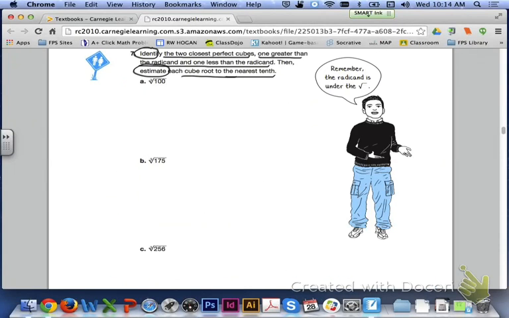Let's finish up lesson 7.2 by looking at number 7 on page 482. We want to identify the two closest perfect cubes, one greater than the radicand and one less than the radicand. Then we want to estimate each cube root to the nearest tenth. So go ahead and do letters A, B, and C with your group members.